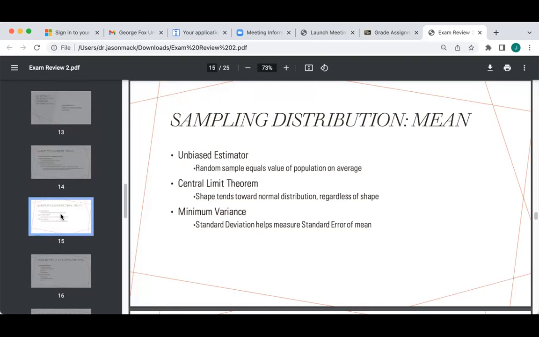For the mean, oh no, that's not it. For the mean with sampling distributions, there's 3 ways. There's the unbiased estimator, random sampling that equals the value of the population on average. The central limit theorem is the shape that tends towards the normal distribution, regardless of whatever shape it looks like. Minimum variance is the standard deviation that helps measure the standard error of the mean.